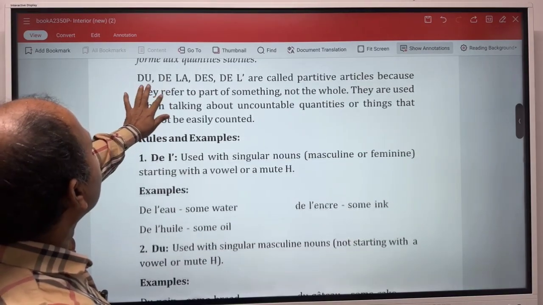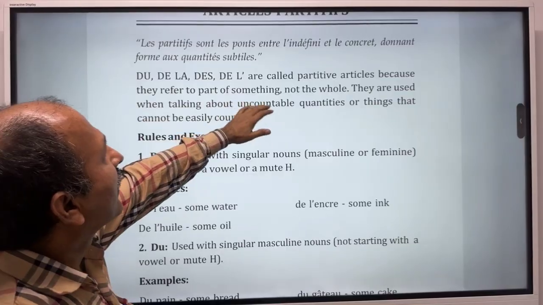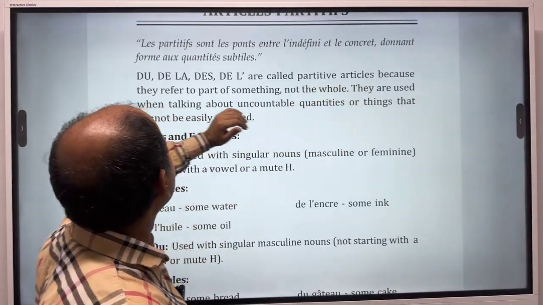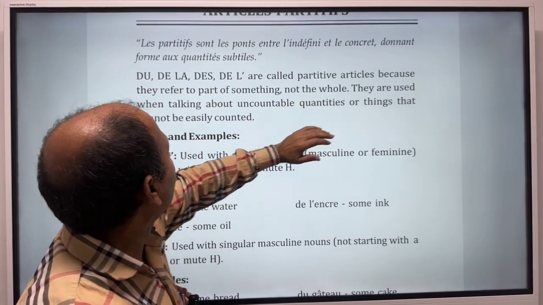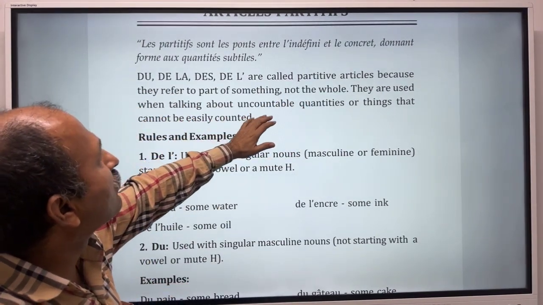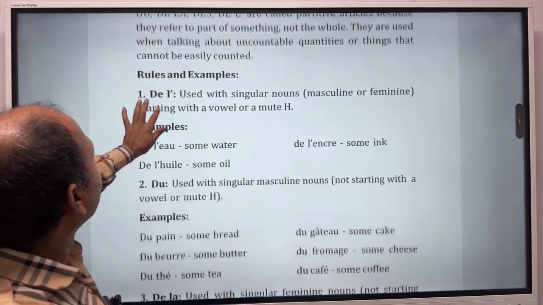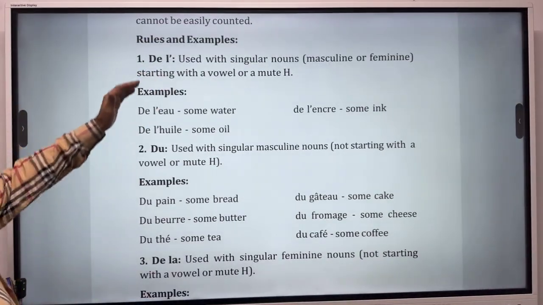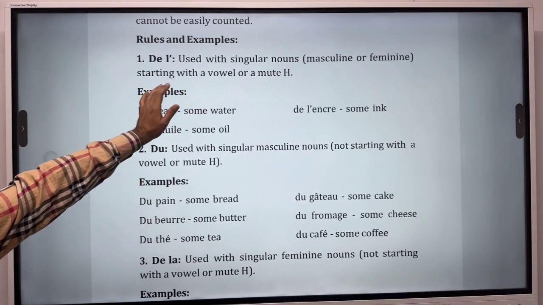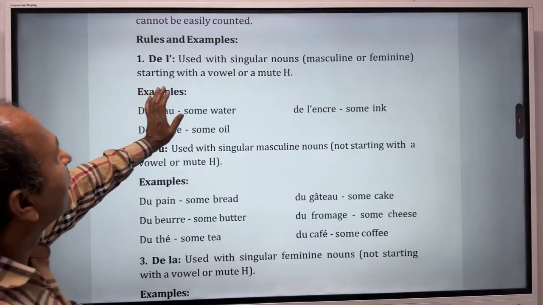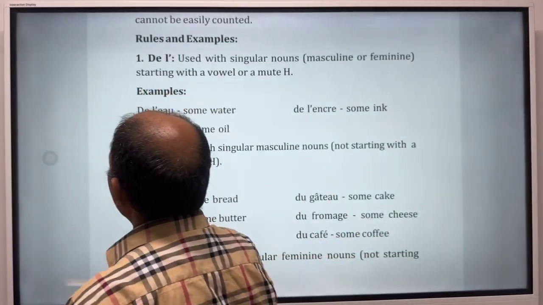So here the explanation is given. Let's read it. Du, de la, de l' are called partitive articles because they refer to part of something, not the whole. They are used when talking about uncountable quantities or things that cannot be easily counted. De l' will be used before singular nouns provided they begin with a vowel or mute h.